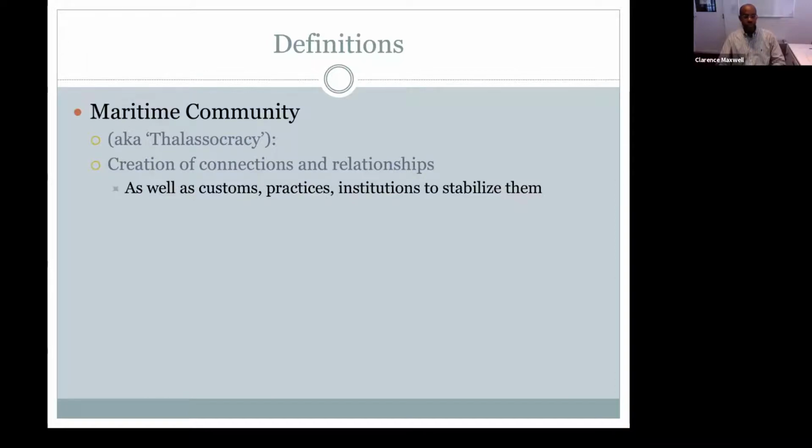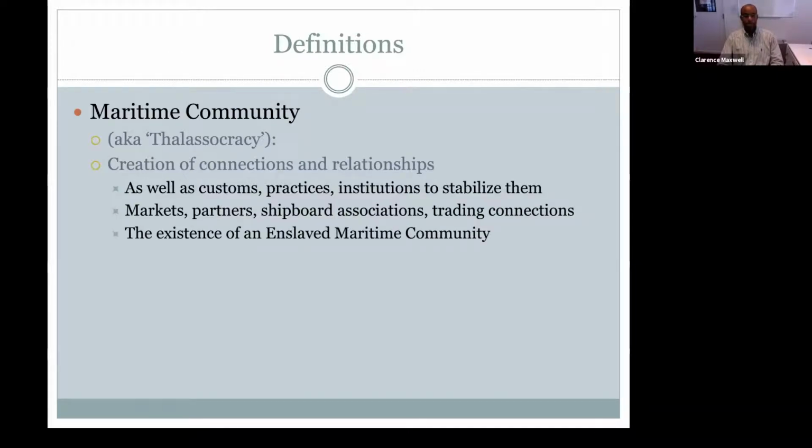These are therefore stabilized by custom, stabilized practices, so that when you're engaged in trading or commercial activity, you know what to expect. You know what type of relationships are going to be developing, therefore allowing for stabilized relations. And that's what we talk about: establishing market relationships between people, partners, shipboard associations, trade connections, but particularly markets, where you must have several levels of predictability as you engage in trade. That's what we mean by a maritime community. And in this case, an enslaved maritime community established by people who were enslaved in Bermuda. And therefore, an enslaved thalassocracy.